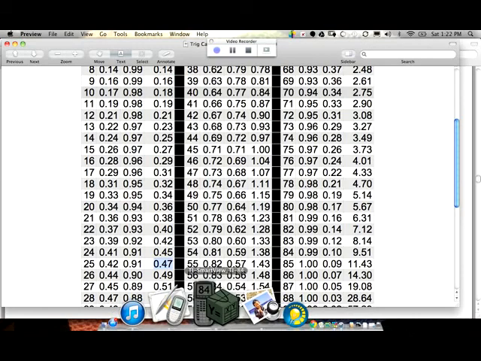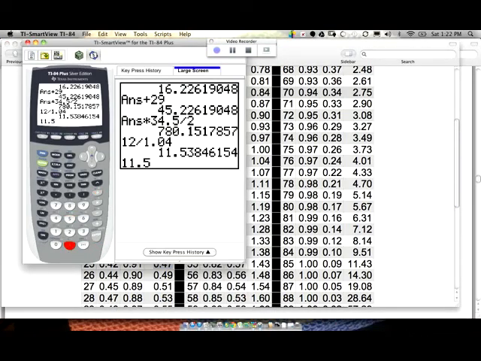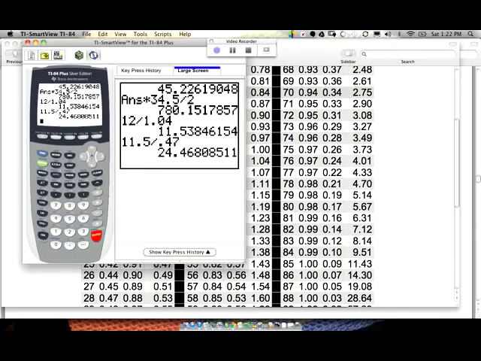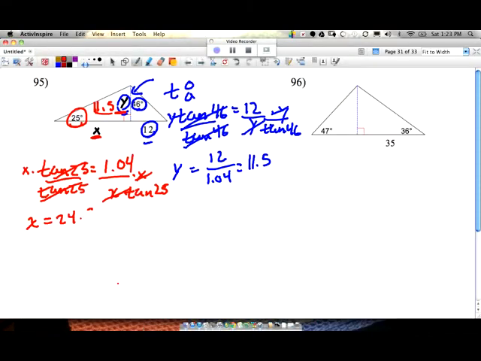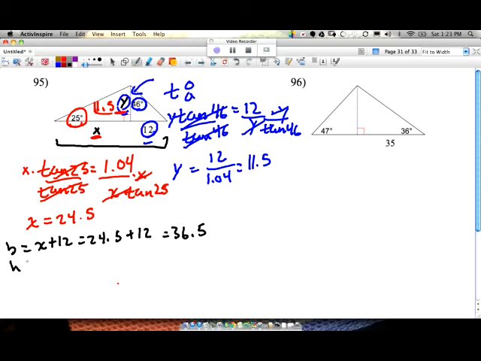24.5. Alright, so now what I need to do is figure out what this whole base is. So I'm going to take 24.5, and we got x plus 12, which is going to be 24.5 plus 12. Well, that's 36.5. This is our base. And our height is the y value that we came up with, which was 11.5.